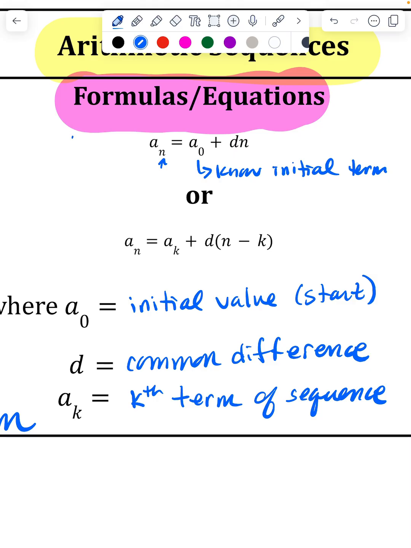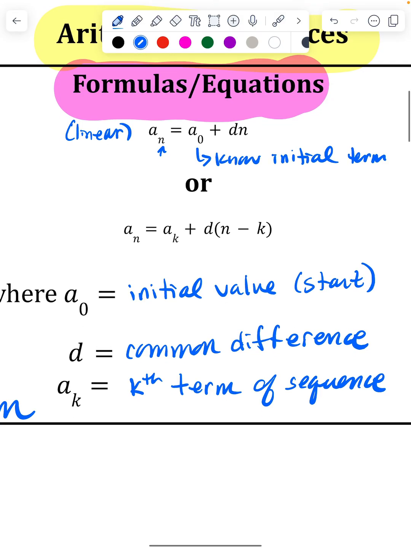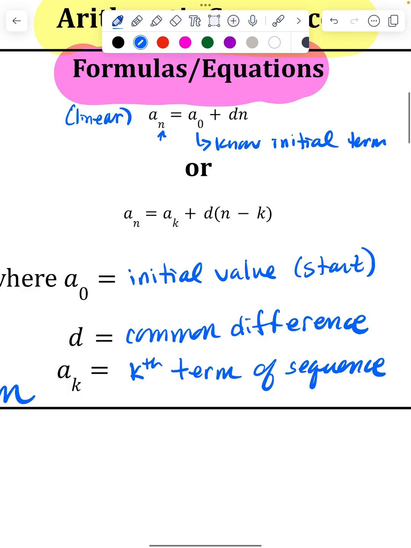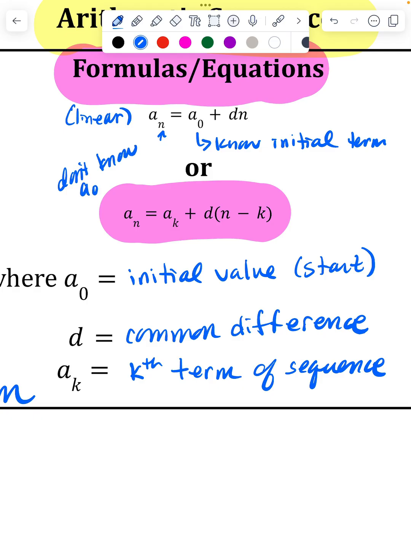Keep in mind that this essentially looks linear, mx plus b-ish, so you don't have squares or anything weird going on. Now, this is a little bit more of an expansive version of that. And this one is like, hey, what if I do not know the first term? So this is if I don't know the initial value in that list.